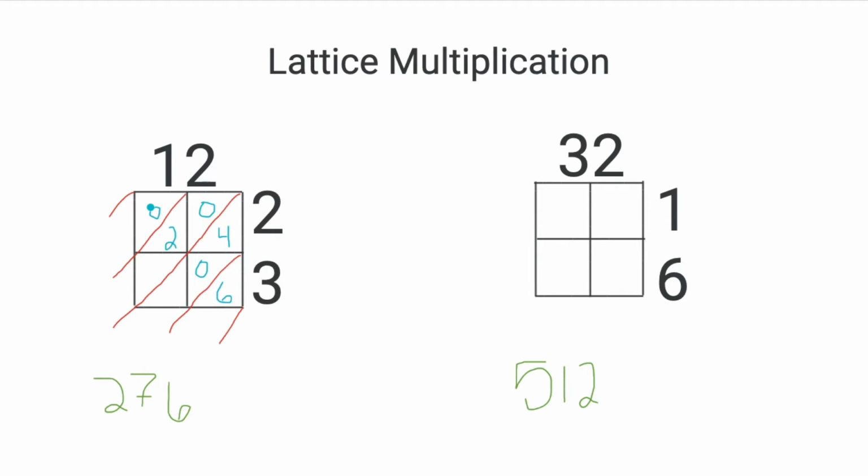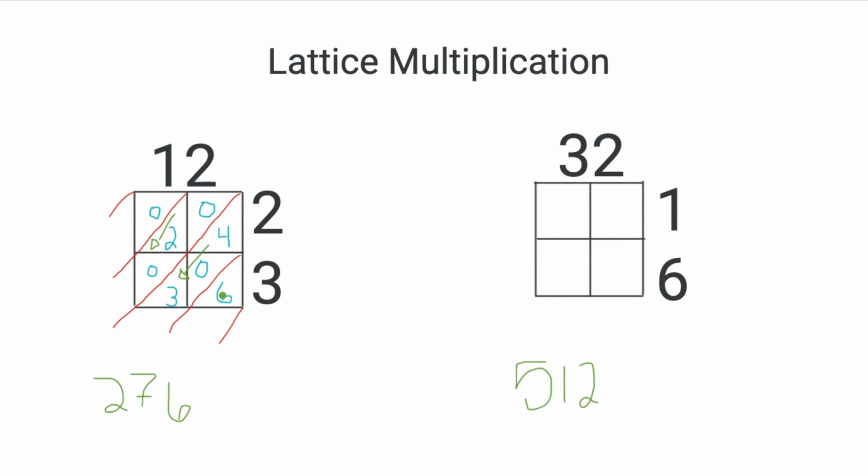So now I've got all of my numbers set up. I have broken down 12 and 23, and I've filled in my grid. Now what I'm going to do is add my numbers together, similar to what I did in the traditional multiplication method. I'm going to add diagonally. So any numbers that are inside of these red lines, I'm going to add together.